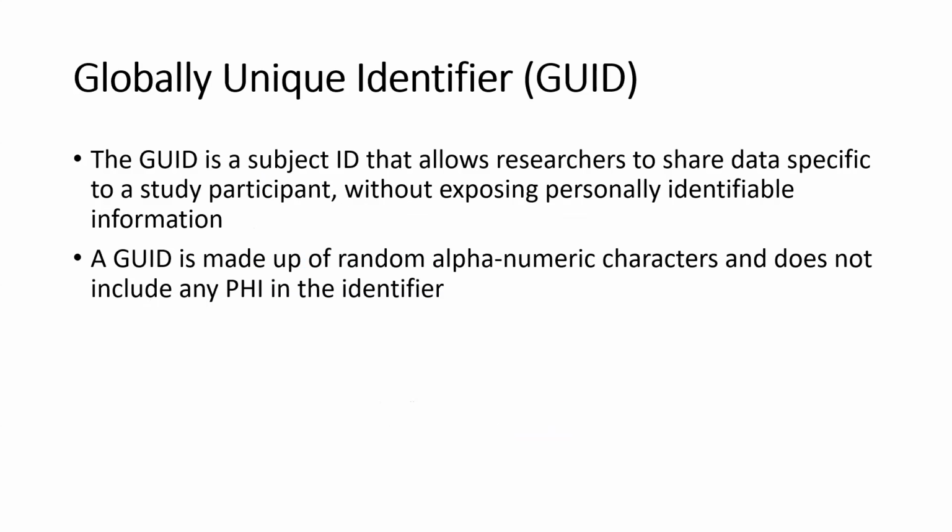So first, we're going to start by talking about the GUID. The GUID is the Globally Unique Identifier. This is a subject ID that allows researchers to share data specific to a study participant without exposing PHI. It is made up of a random alphanumeric code, and it does not include any PHI in the identifier.